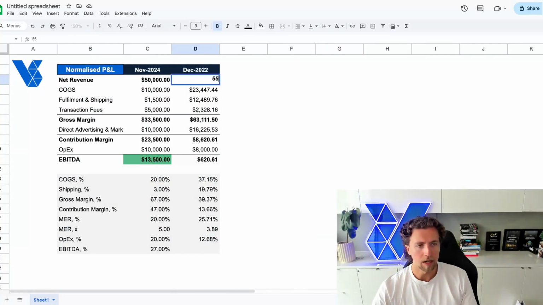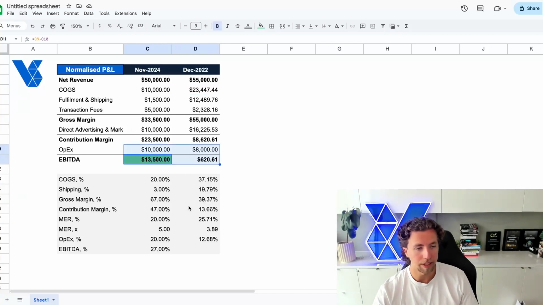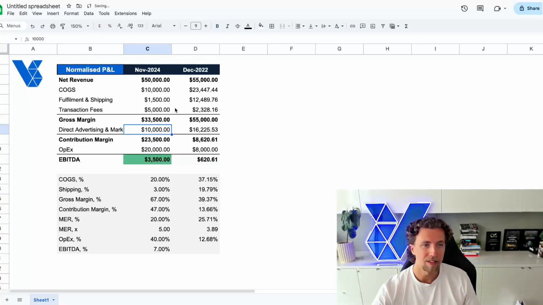Where this starts to become really useful is obviously for troubleshooting why profit might decrease in a particular month by looking at percentage allocations across the board, but also for mapping out what future growth could look like. In particular, a business like this might have $20,000 in operating expenses, and a 5 MER is quite aggressive, so they might actually be sitting somewhere in this position.